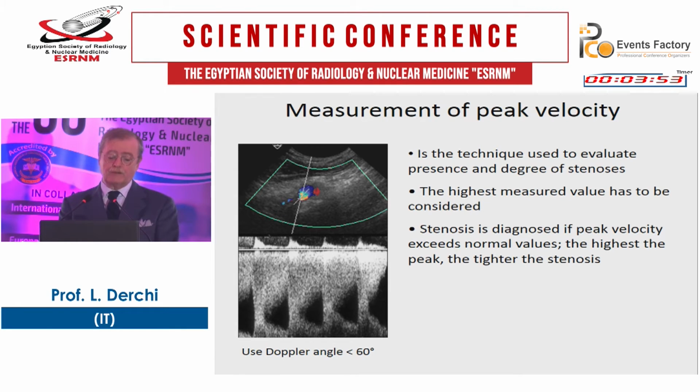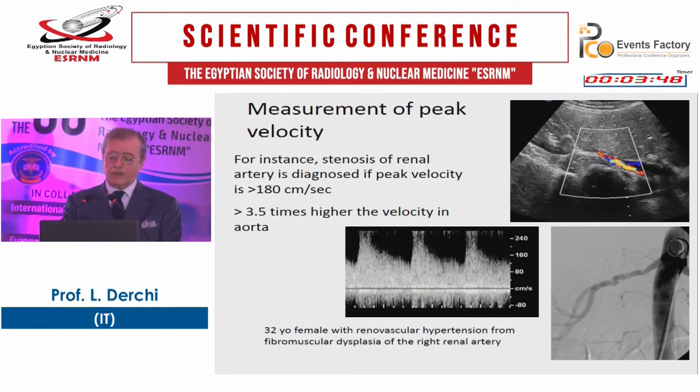We have to use a Doppler angle around 60 degrees, and we have to know the reference velocities within each vessel. For instance, stenosis of renal artery is diagnosed if peak velocity is higher than 180 centimeters per second, or 3.5 times higher than the velocity in the aorta. This is our patient who showed at the beginning with the stenosis at the middle third of the right renal artery.